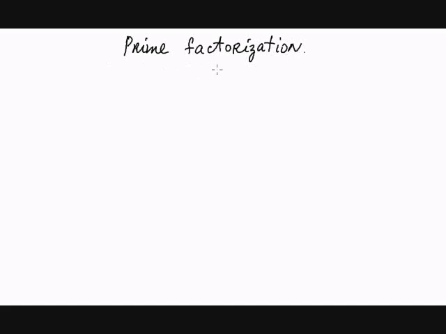Okay, so before we define prime factorization, we have to know what factorization is. Factorization is writing a given number as a product of other numbers. So for example, if I write 12 as 3 times 4, this is called factorization. We can also write 12 as a product of 2 times 6. This is another factorization.